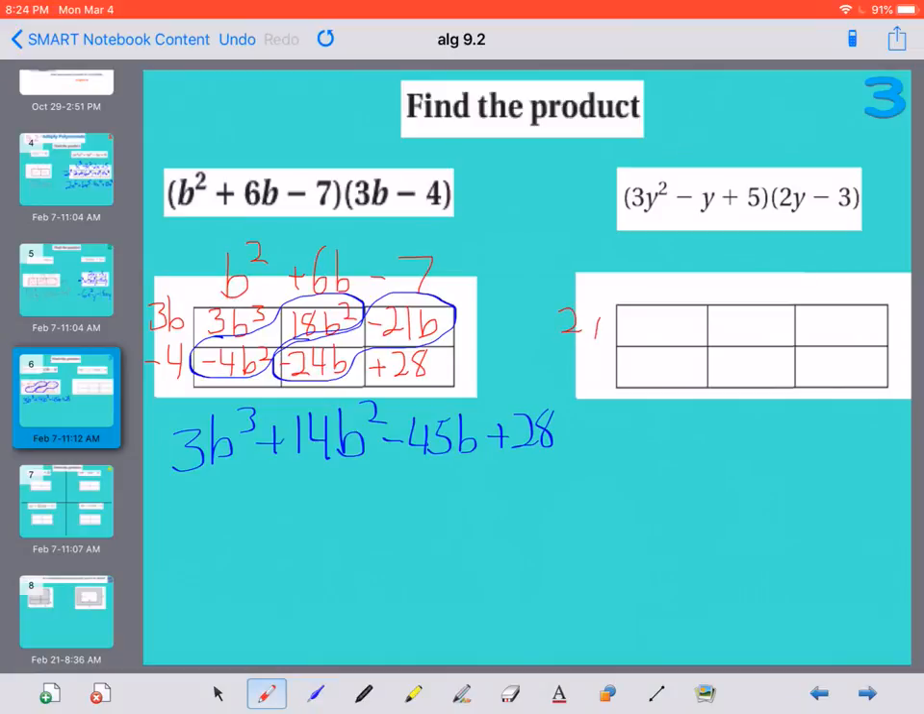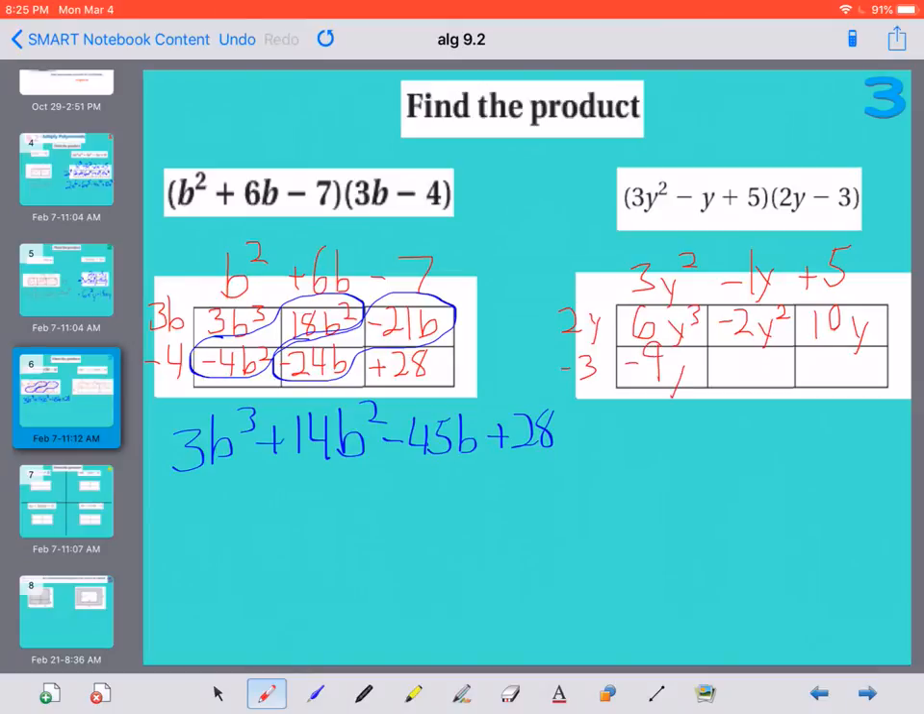Here we have 2y minus 3 times 3y squared minus y plus 5. So 2 times 3 is going to give me 6. Y times y squared will give me y cubed. 2y times negative 1y will give me negative 2y squared. And 2y times 5 will be 10y. Negative 3 times 3 is negative 9.